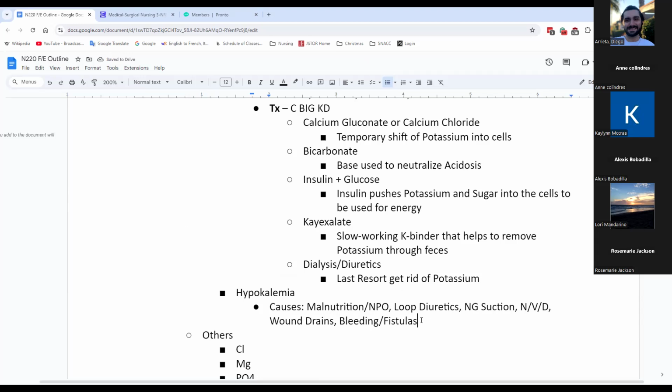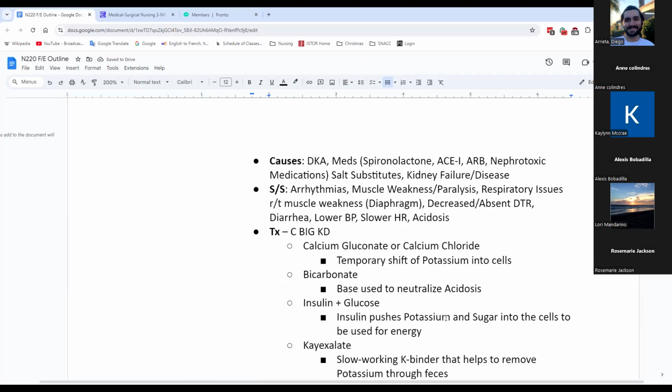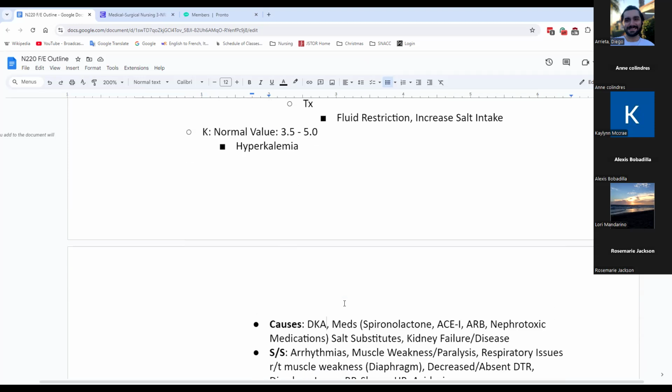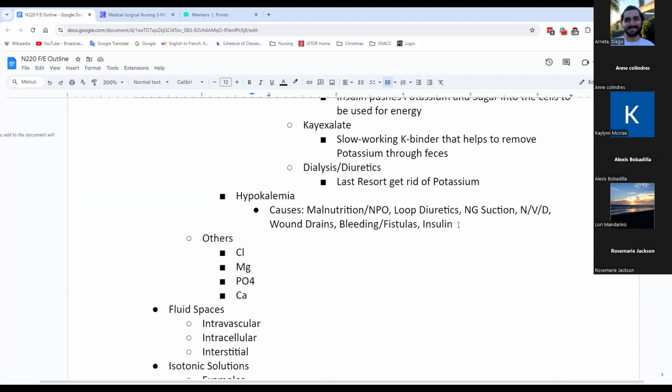perfect. So, what about, yes, I was looking for that. Thank you so much. So, too much insulin. Likewise, here, if you have DKA or poor diabetes management, hyperkalemia. So likewise, too much insulin, hypokalemia. Perfect.